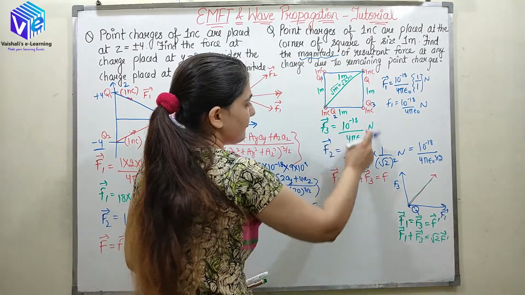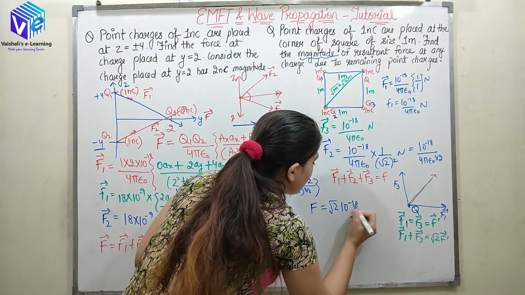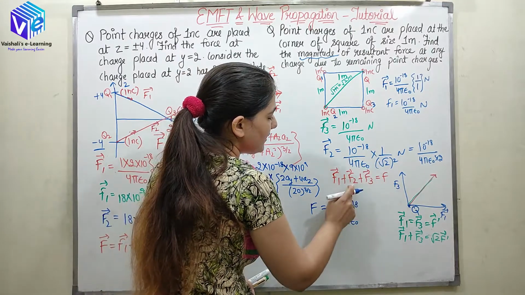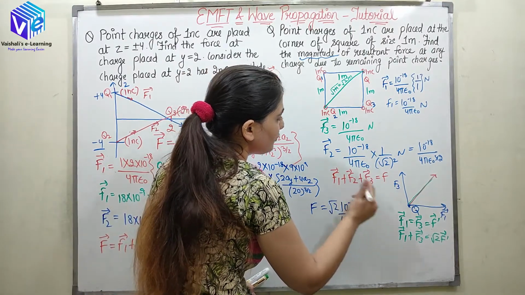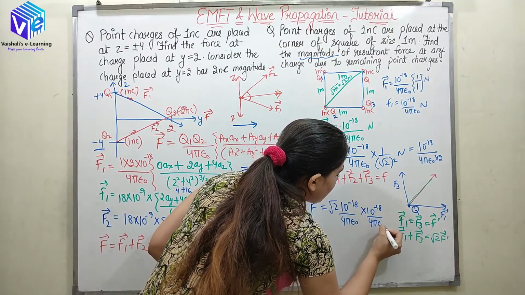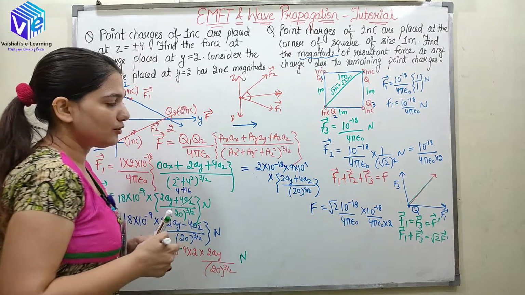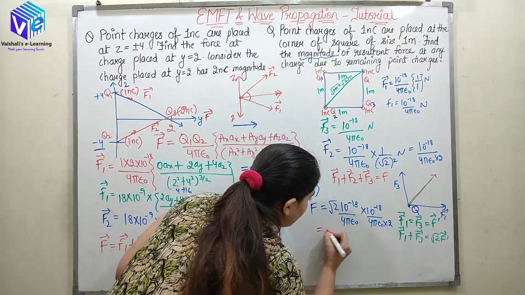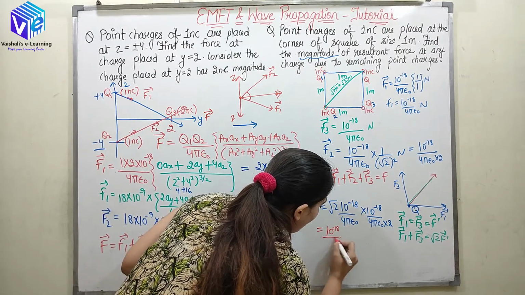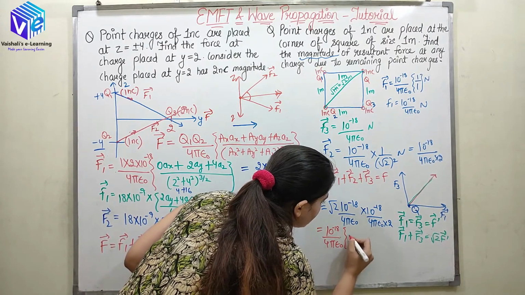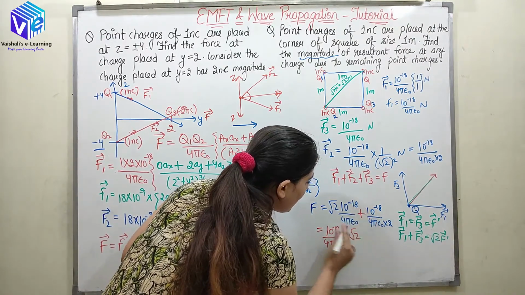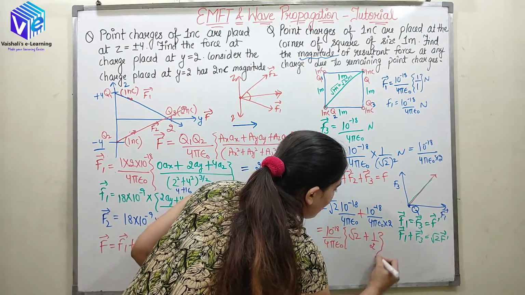What was F dash? F dash was this 10 raised to power minus 18 upon 4 pi epsilon naught. Okay, now we'll be adding it with F2. What was F2? F2 is 10 raised to power minus 18 upon 4 pi epsilon naught into 2. So now we can compute it. It's 10 raised to power minus 18 upon 4 pi epsilon naught, which is multiplied with, so here it was added. Okay, so under root 2 plus 1 upon 2.